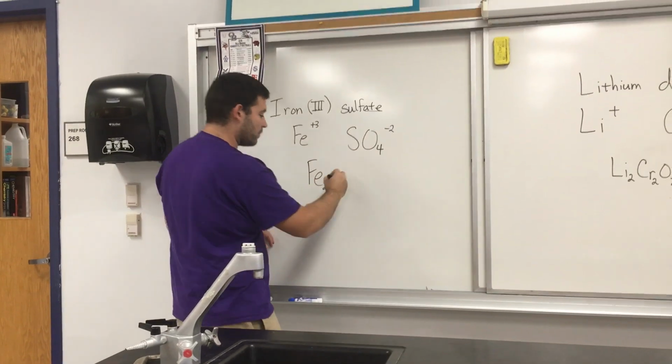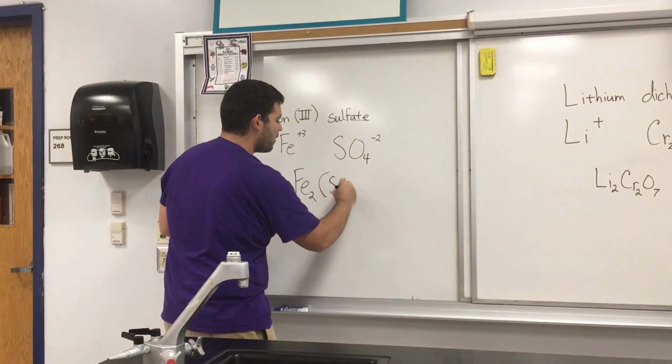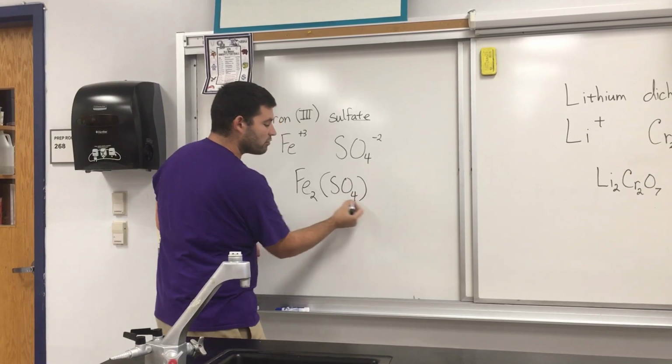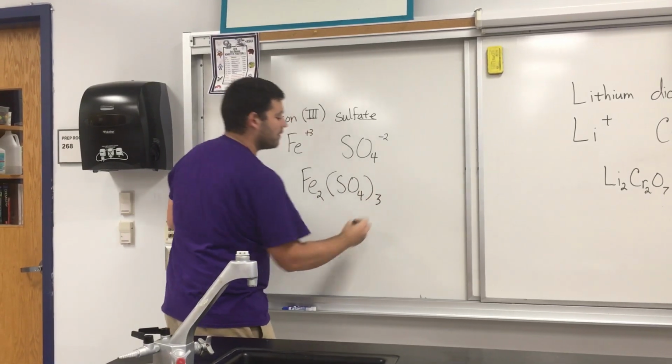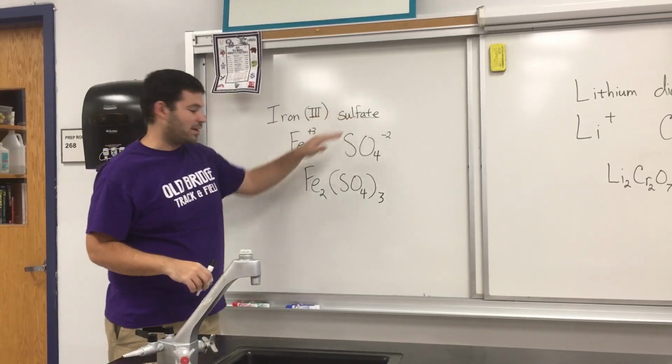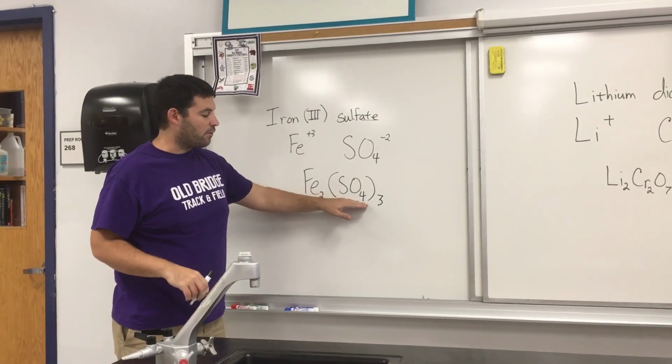And again, just like the last one, we're going to use the parentheses, put the SO4 in there. We don't change anything about that formula. We just put the 3 outside of it. All right, so iron 3 sulfate, Fe2(SO4)3.